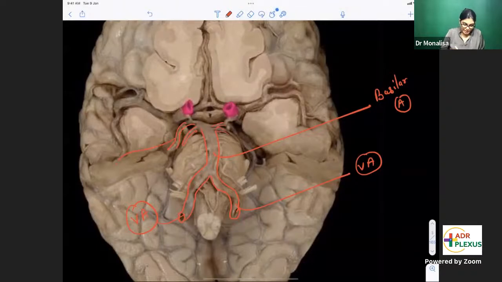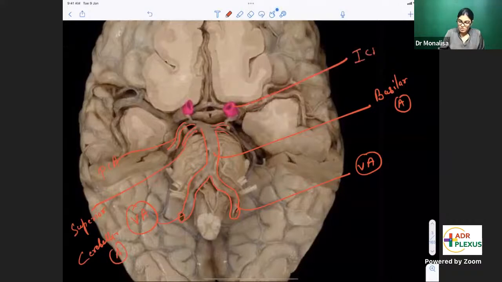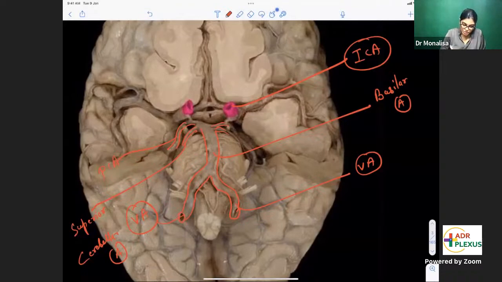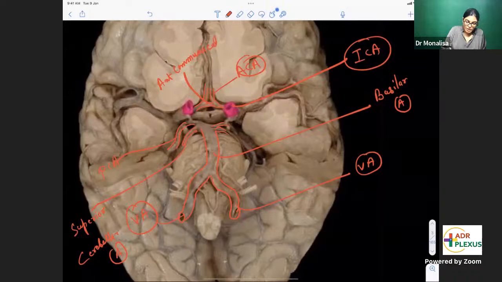This artery is the PCA, that is posterior cerebral artery, and this artery is the superior cerebellar artery. Now this is the ICA, the internal carotid artery, which forms the lateral boundary of the circle of Willis. Then you can also appreciate the anterior aspect: we have the ACA, the anterior cerebral artery, and the connecting link here is the anterior communicating artery.